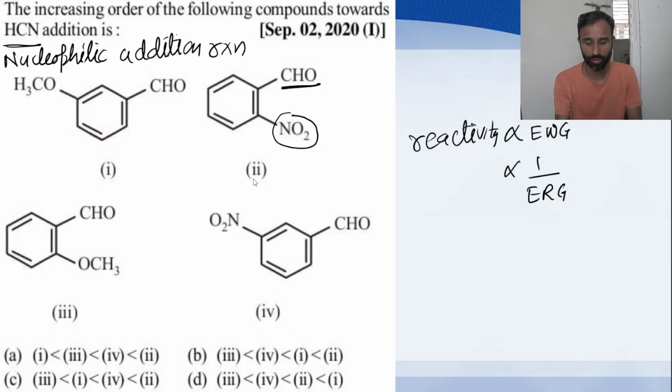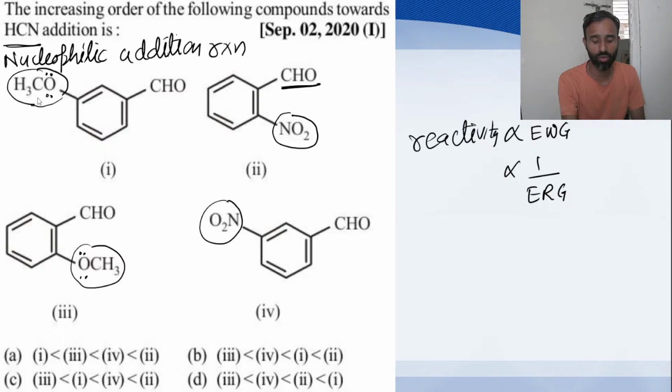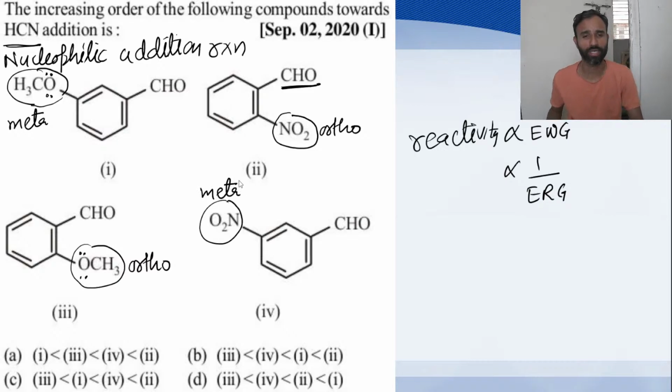So in the first case, an OCH3 group is attached. What is the effect of OCH3? Is it plus R or minus R? What is the effect of OCH3? NO2. Again OCH3. NO2. Here OCH3 is at the meta position. Here NO2 is at the ortho position. Here OCH3 is at the ortho position. Here NO2 is at the meta position. So what is the effect?